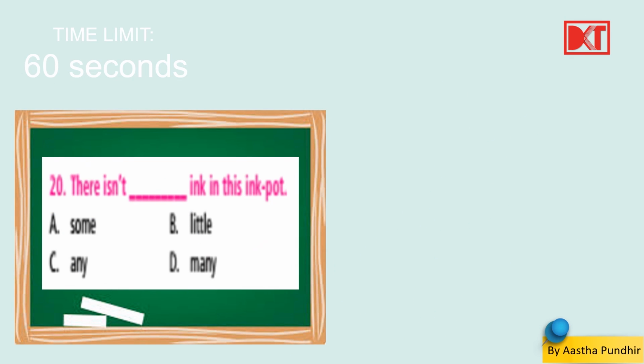Alright, now this one says there isn't dash ink in this ink pot. There isn't some ink, there isn't little ink, there isn't any ink, or there isn't many ink. This is pretty easy. There is not any ink.